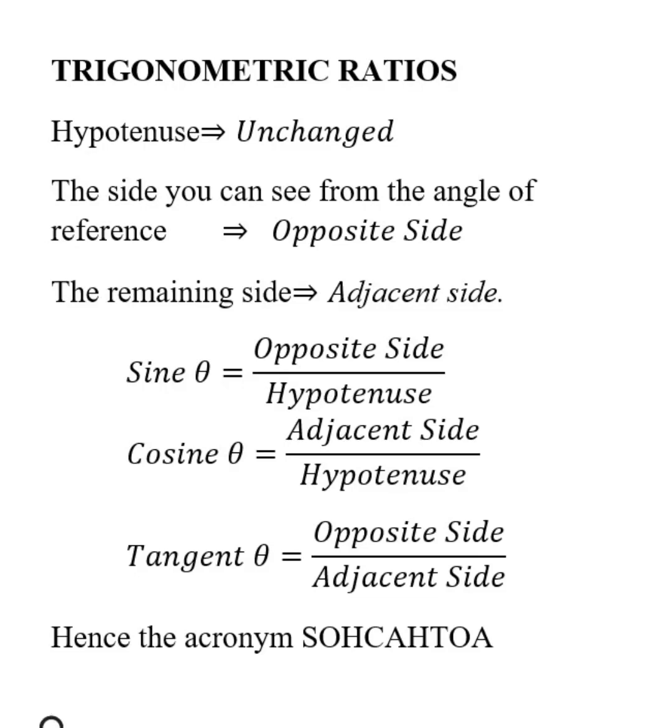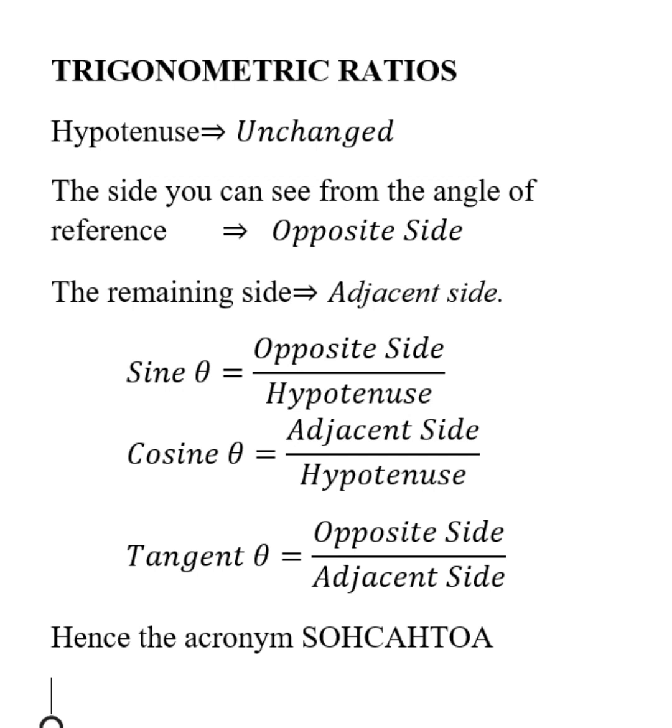Trigonometric ratios are usually used in situations whereby we have right-angled triangles. Now, you know that in a right-angled triangle, there is one famous side that we always call the hypotenuse. That side does not change, it's always the hypotenuse, even when we are dealing with trigonometric ratios. The other two sides are named opposite side and adjacent side, depending on the angle from which you are looking at it.